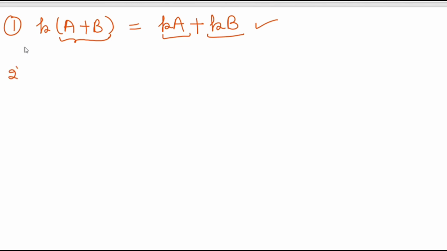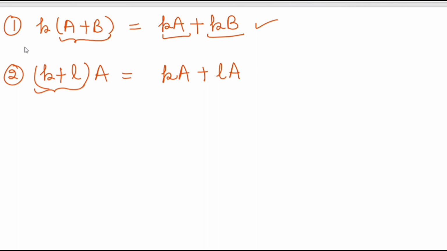Next is, if we have two scalars k plus l multiplied to a matrix A, if I add these two scalars and multiply with the matrix, or I multiply k with A first and l also with A and then add these two matrices, then we also get the same result. These are the two properties based on scalar multiplication.